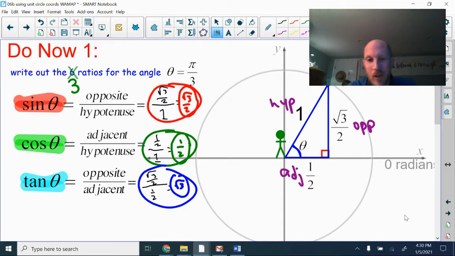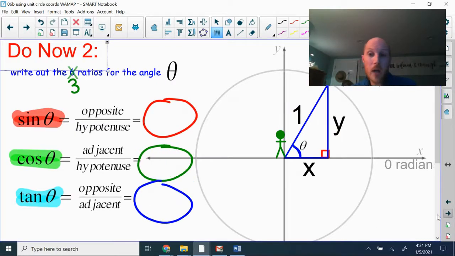Using the opposite, adjacent, and hypotenuse sides of the triangle, we're just going to construct these three trig ratios. So the sine is going to be the opposite over hypotenuse, or radical 3 over 2 over 1. Division by 1 gives us the same thing we started with, so radical 3 over 2. For cosine, it's a half over 1, and again, dividing by 1 gives us just a half. And for tangent, we get a little bit of a mess here because we got radical 3 over 2 over 1 half. Once we clean that thing up, we just get radical 3.